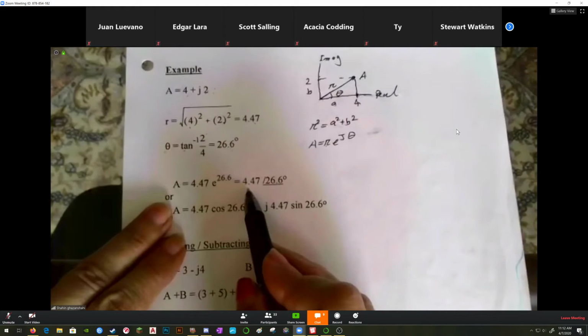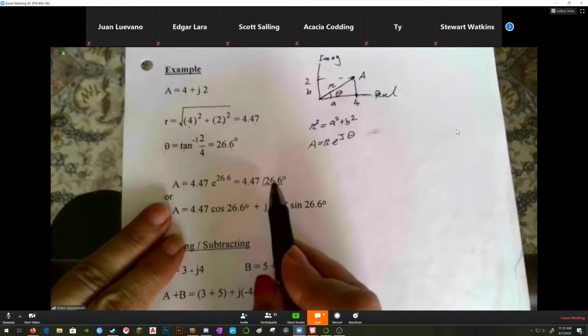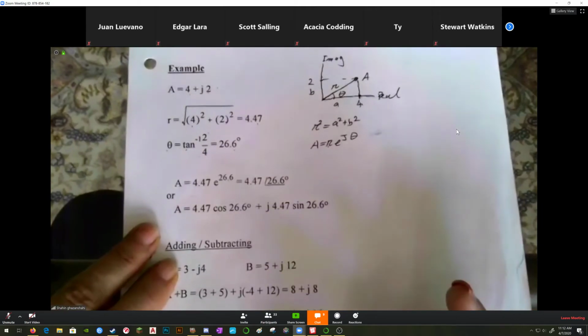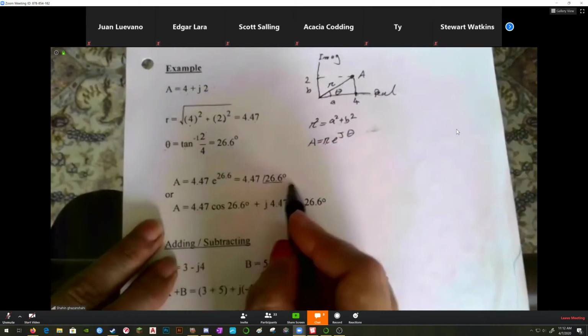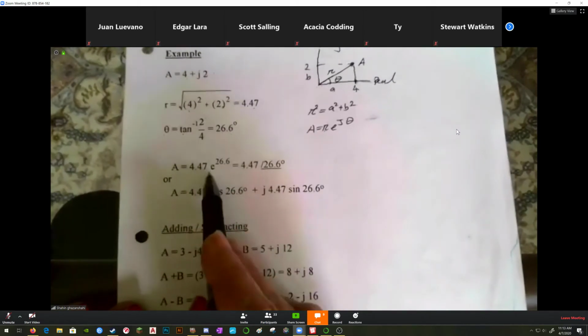Or most of the time we just show it like this. You write R, you put the angle here. So all the same things. Is that correct? If I give you this now, this is from rectangular to exponential.